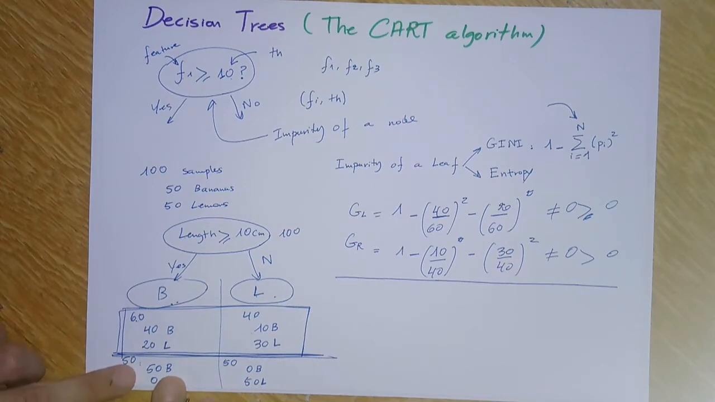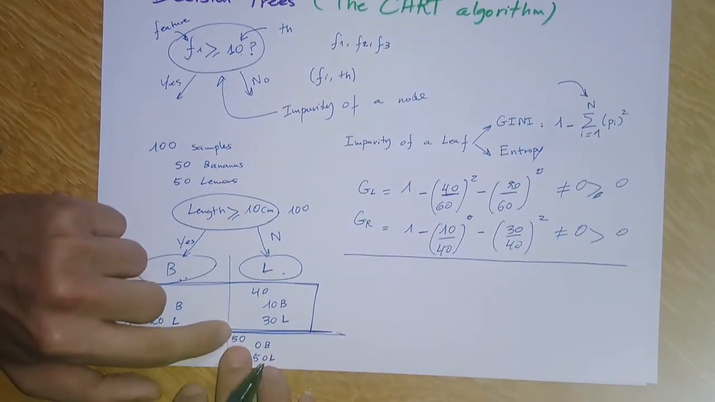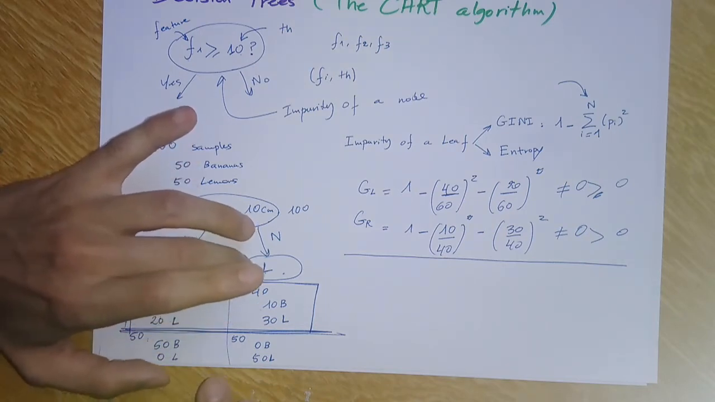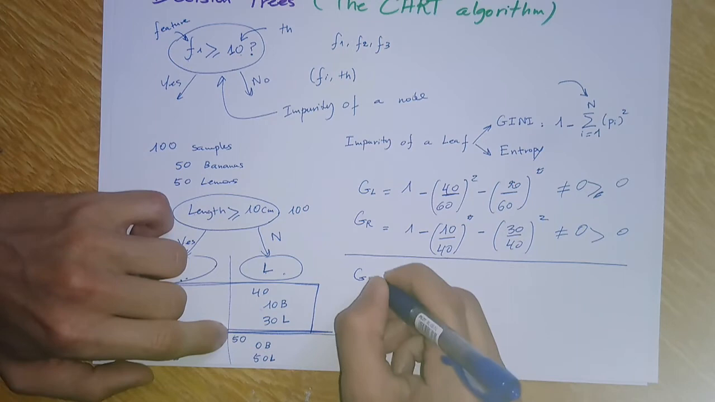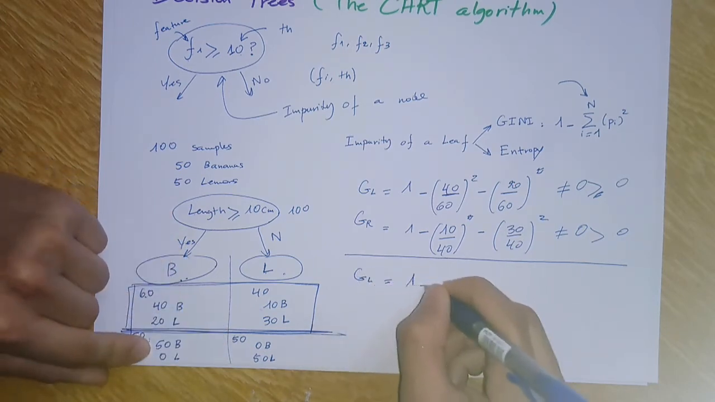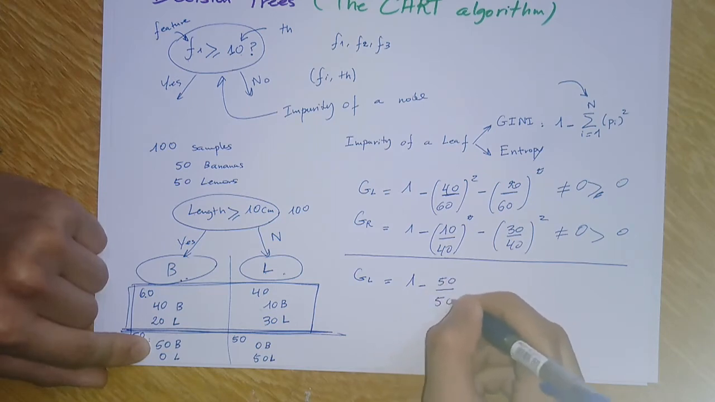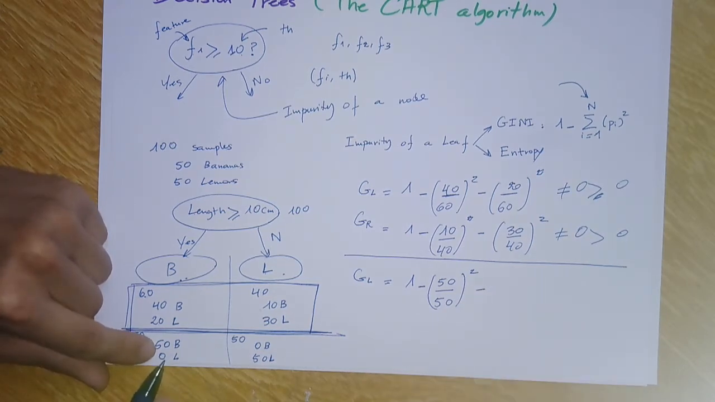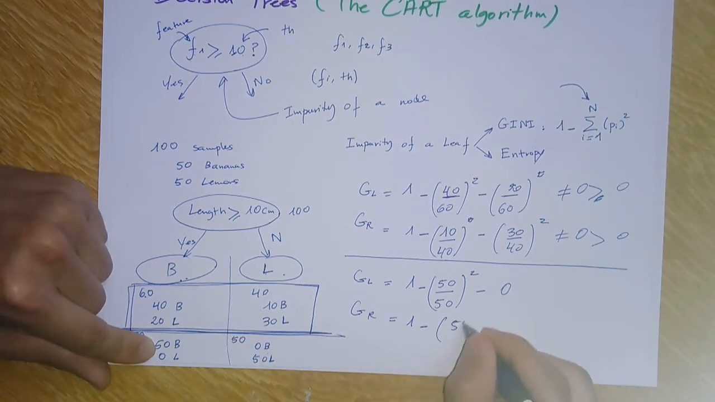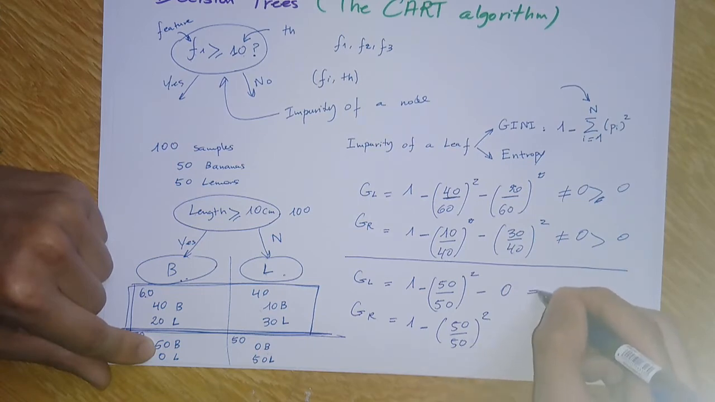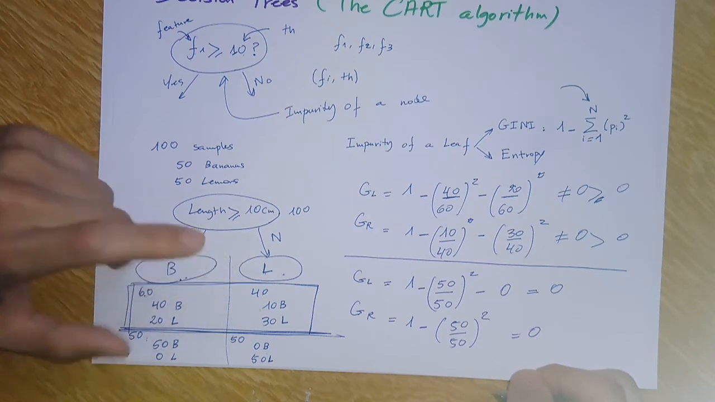Now what I want to do is to calculate the Gini impurity in the case where the nodes are pure. That is, I have here 50 samples, and out of the 50 samples I have 50 bananas. And the same thing here, I want to evaluate the Gini impurity of this right node where I have 50 samples, and out of these 50 samples I have 50 lemons and 0 bananas, right? So the Gini impurity in this case, of the left node, would be 1 minus 50 divided by 50. This is the probability of appearance of bananas. And of course I have here 0 lemons. It means that the probability of appearance of lemons is just 0. And the same thing is true on the right node. The Gini impurity of the right node is 1 minus 50 divided by 50 squared. And this is obviously 0 because the leaves are pure, right?